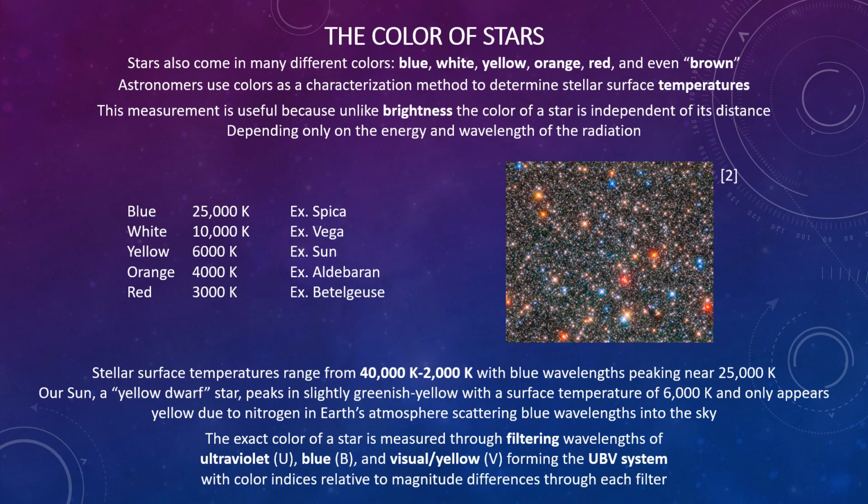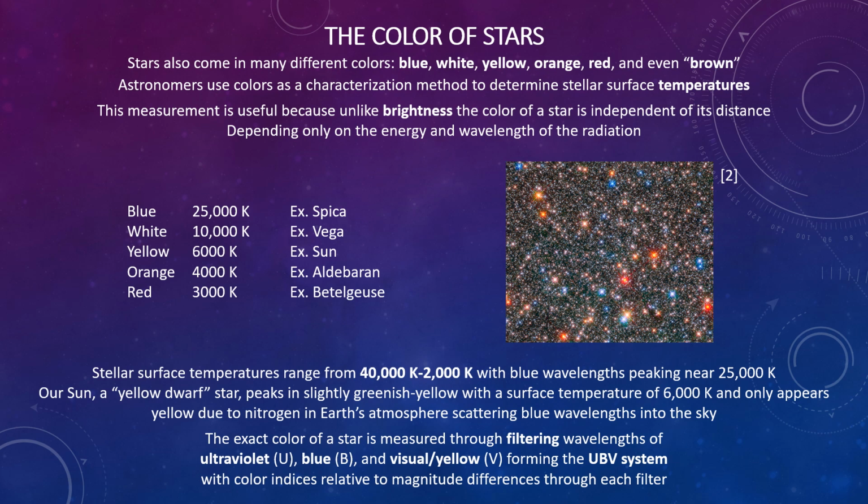So here are some examples of stars, of their colors and their surface temperatures. So for instance, Spica is a blue star, and so it's very hot with a surface temperature of about 25,000 Kelvin. Our sun, for instance, is a fairly average star, and so its temperature is in the middle of the star range, and so it's about 6,000 Kelvin, which gives it a yellow color.